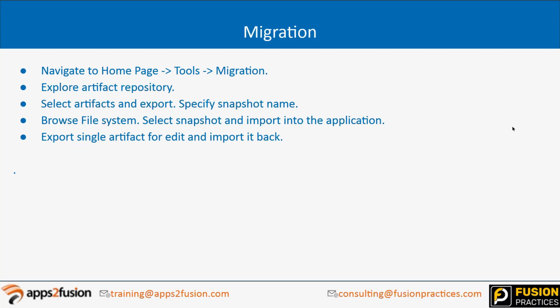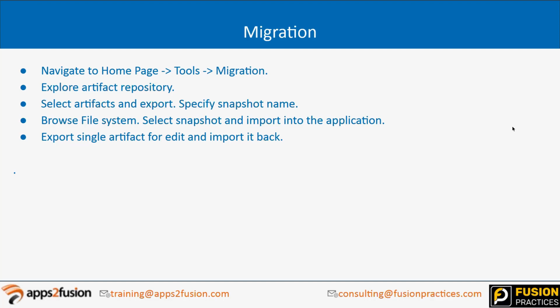There are two tabs. Once you go to migration, there are two tabs. The first tab is actually the artifact repository, and the second tab is what we call the file system. So everything you export out gets saved as files. On those files or folders, you can right click and say download. You can download them and keep locally in your system.